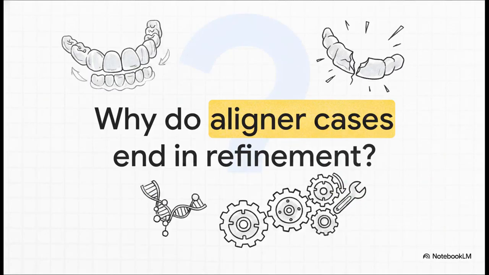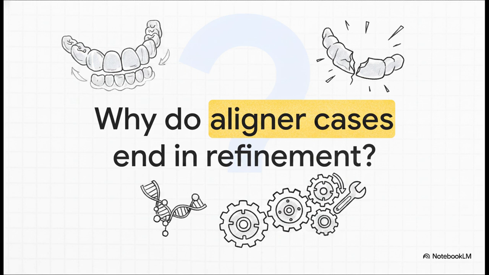So let's start with a question we've all asked. Why do so many aligner cases end in refinement? It's super frustrating, right? Every single refinement you file, every tracking issue you have to fix, and every time a patient comes back with a tray that just doesn't fit anymore, it forces us to ask that exact question.